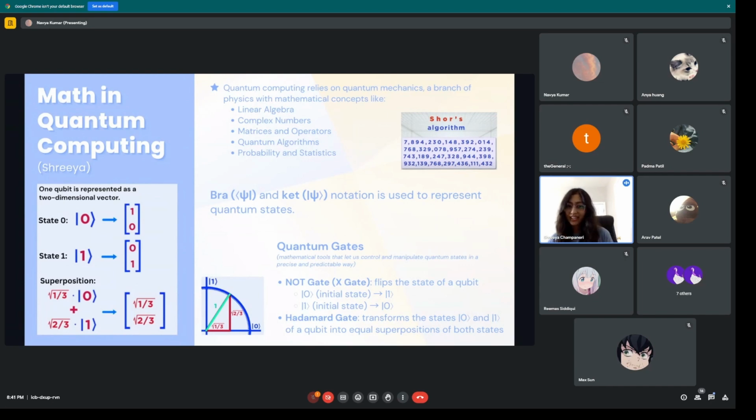And the Hadamard gate does something cool as well. It takes a qubit and puts it into a blend of both heads and tails. If that makes sense.